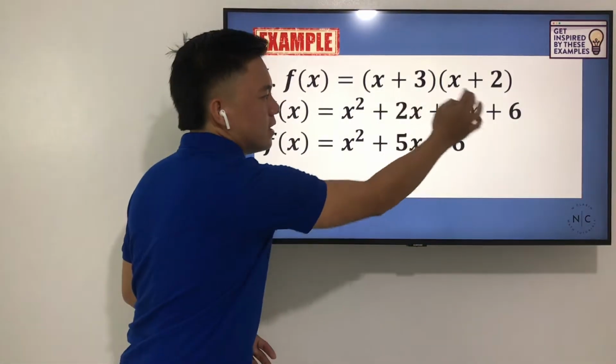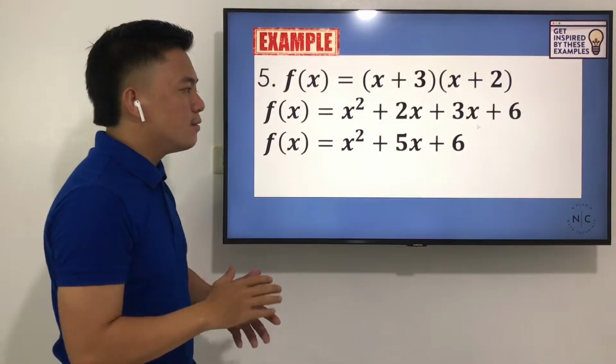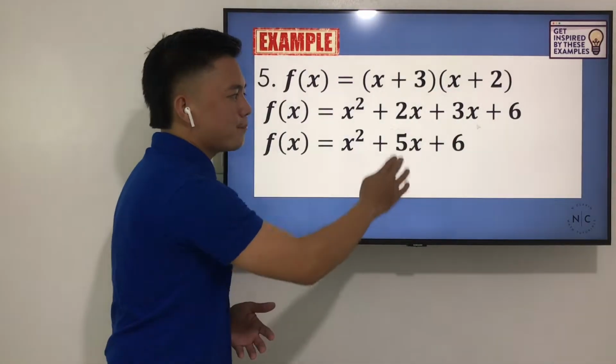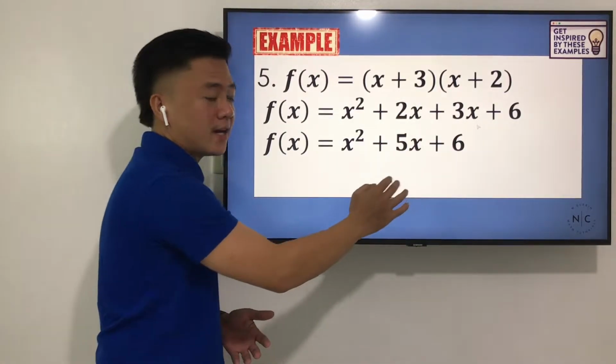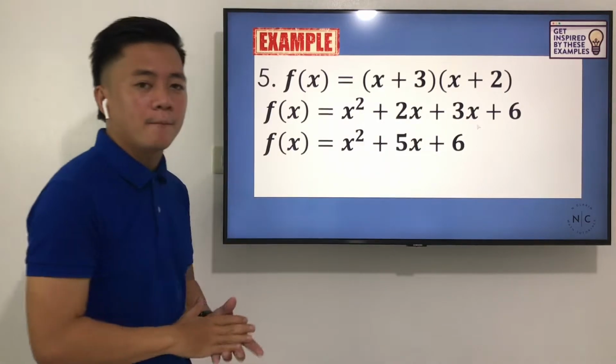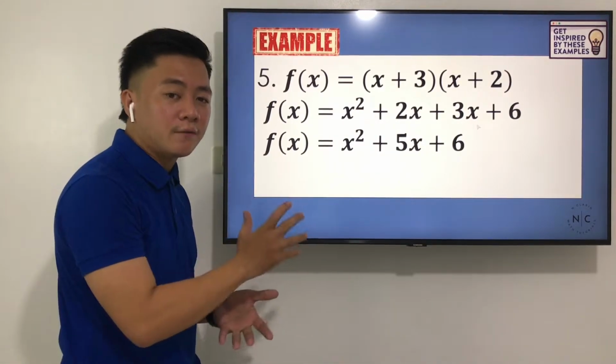Combine like terms. Yung may variable na x, which is 2x and 3x. So, 2x plus 3x is 5x. So, meron na tayong simplified form. Next, titignan natin kung quadratic function ba to.